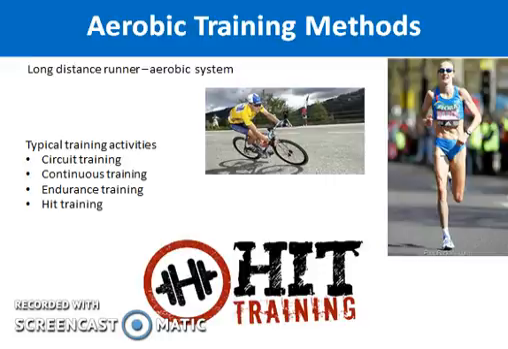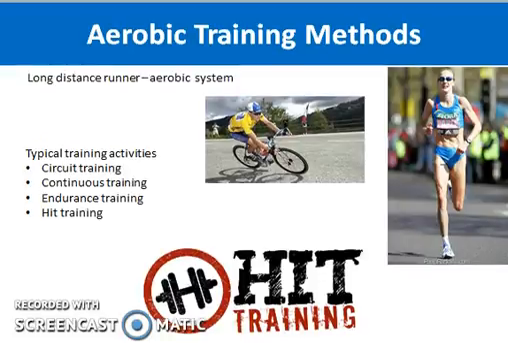So, aerobic training methods. Firstly, when training the aerobic system, you have to ensure that the intensity of the training isn't too high. This is because typically you won't work at that high of an intensity as a performer. So, for example, a long distance runner needs to make sure that the intensity isn't too high. Looking at training activities, firstly, they could do circuit training, fairly low intensity. However, the key one is continuous training, and that's to have constant use of the aerobic system.